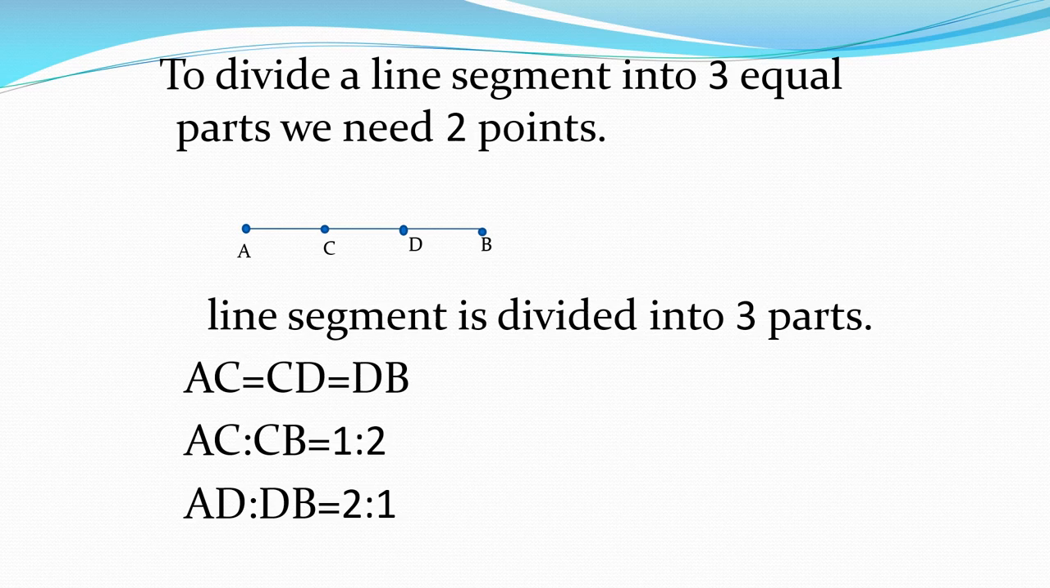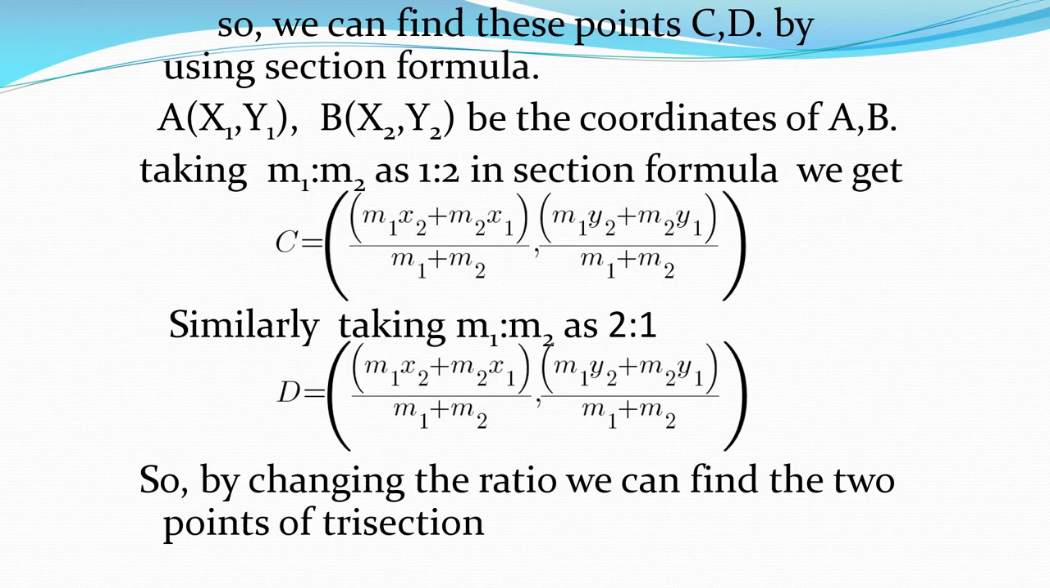Here we have a line AB. It has to be divided into three parts. So to divide it into three parts, in between A and B, we need C and D, 2 points, such that the line segment is divided into three parts. That is, AC is equal to CD is equal to DB. When we take the ratios, AC is to CB is 1:2 and AD is to DB is 2:1.